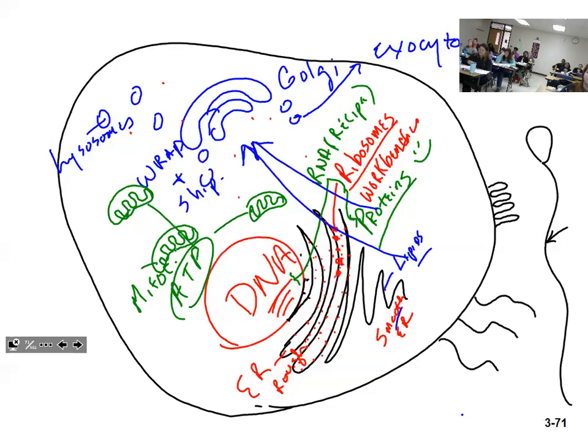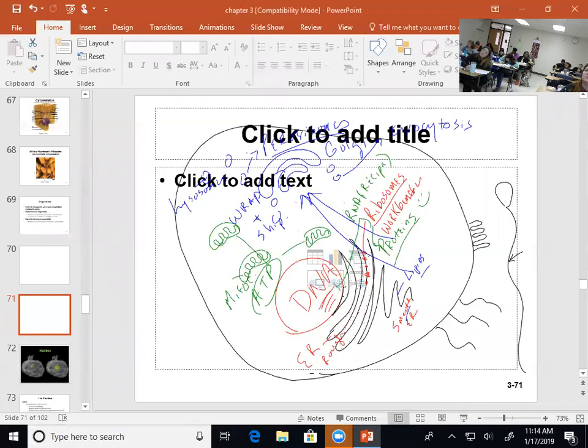Now there are other vesicles, and you can't tell from just looking at an electron micrograph, but there are other vesicles called peroxisomes. Peroxisomes. You guys, peroxisomes are going to contain antioxidants. Is that a good thing or a bad thing? That's a good thing, isn't it? So peroxisomes, good thing.